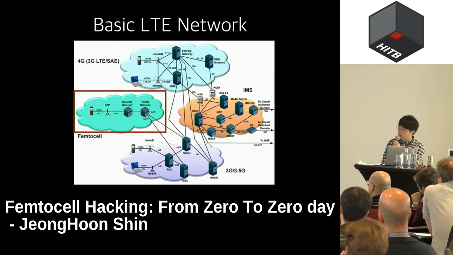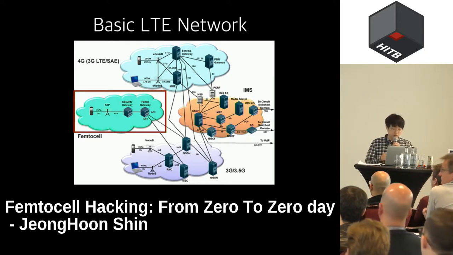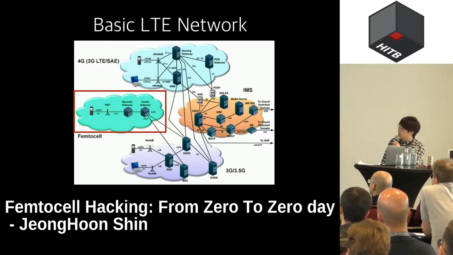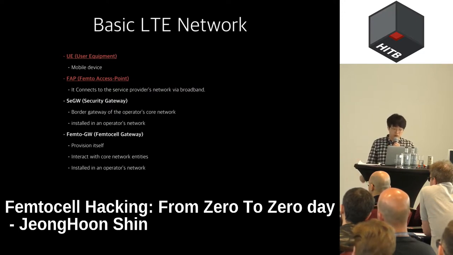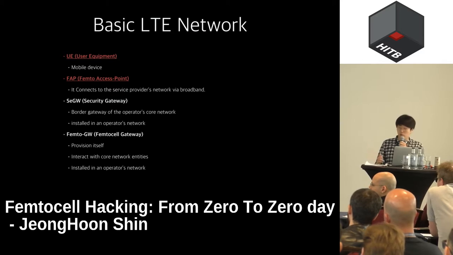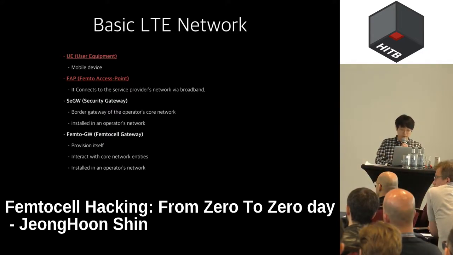First, we are going to look at the basic structure of Femtocell. The red box on the left is Femtocell. In Korea, we upgrade a basic 3G network infrastructure to provide LTE service. In Femtocell, the following four terms are most frequently mentioned. UE, which stands for user equipment, is simply a term for a mobile device. Basically, it means your cell phones. FAP, Femto access point, is a part that links user equipment and the core network through internet protocol. We will not talk about the security gateway and Femto gateway in this presentation, so I skip them for now.